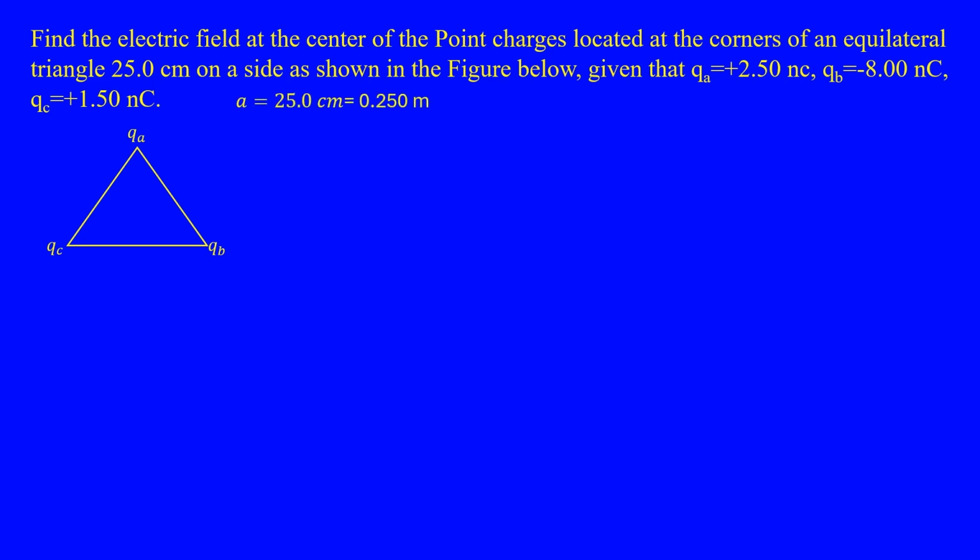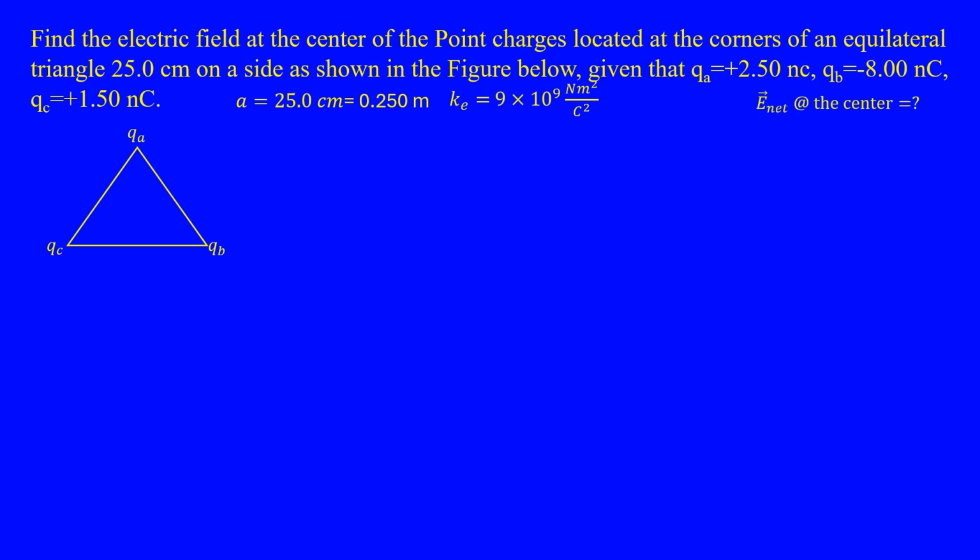Alright, so what are we given? We are given the length of the side of the equilateral triangle. That's 25.0 centimeter, and that's equal to 0.250 meters. And we also need the electrostatic constant, so that's 9 times 10 to the 9 Newton meter square per coulomb square.